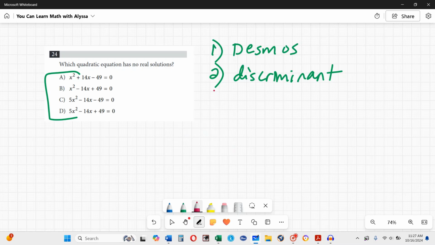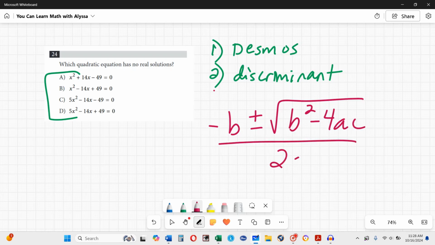The discriminant comes from the quadratic formula. And that's when you find what the solutions are. And that is negative b, looks like a weird little negative. My stylus didn't work. There we go. Negative b plus or minus the square root of b squared minus 4 times a times c, all over 2a.